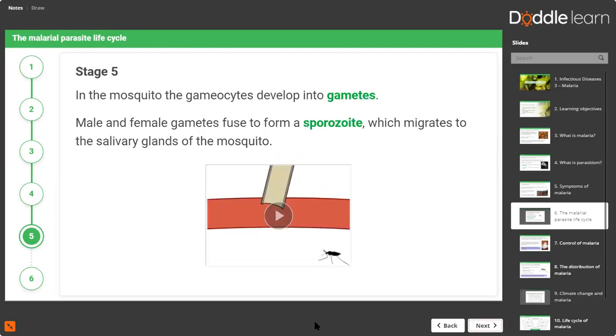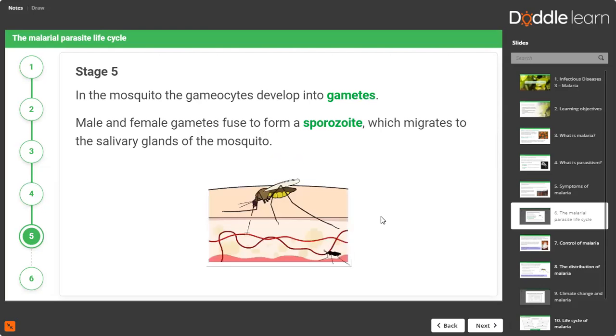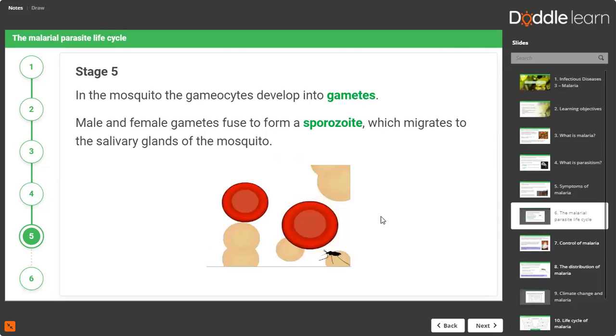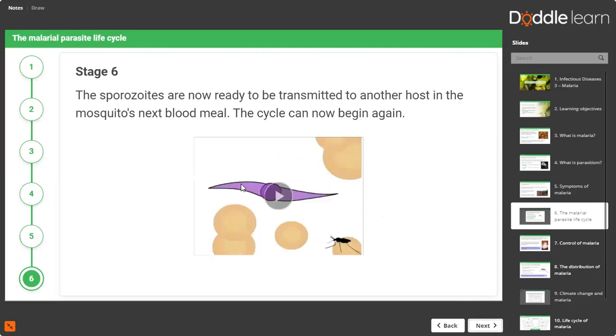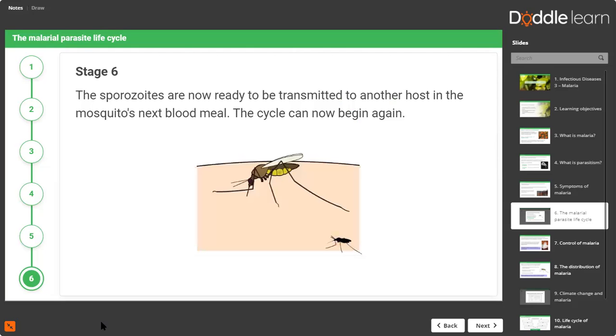In the mosquito, the gametocytes develop into gametes. So the reproduction of the parasites happens inside the mosquito. The male and female gametes of the parasite inside the mosquito fuse to form a sporozoite again, which migrates to the salivary glands of the mosquito to then start that whole cycle again. The sporozoites are now ready to be transmitted to another host in the mosquito's next blood meal, and the whole cycle can then begin again.